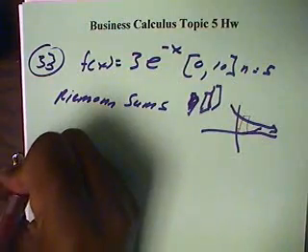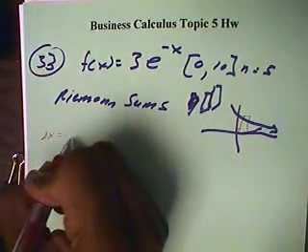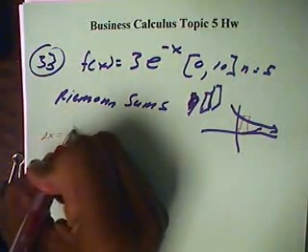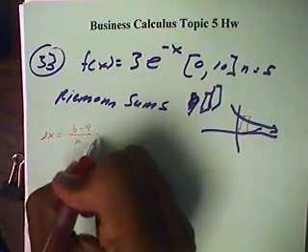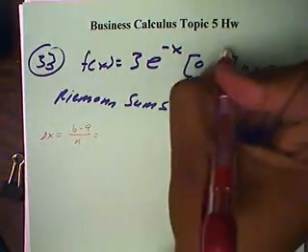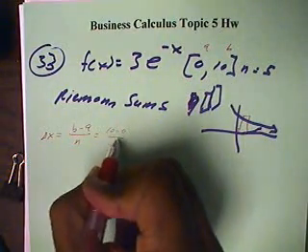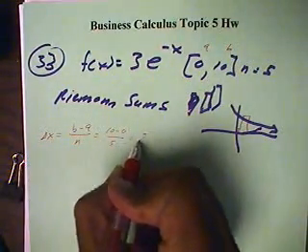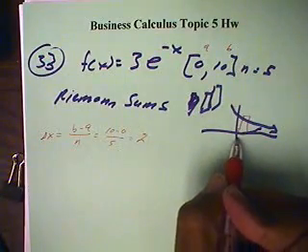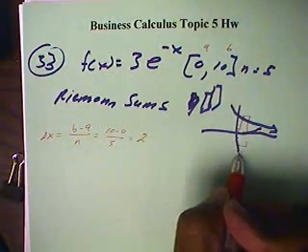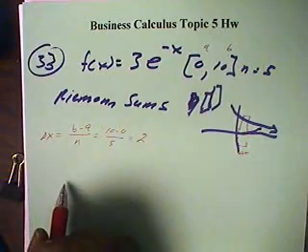Now, the width of the rectangles is found by delta x, which is found by taking b minus a divided by n. The b in this case, this is b and this is a, will be 10 minus 0 all over 5. That equals 2. So that's the width of these rectangles, 2.